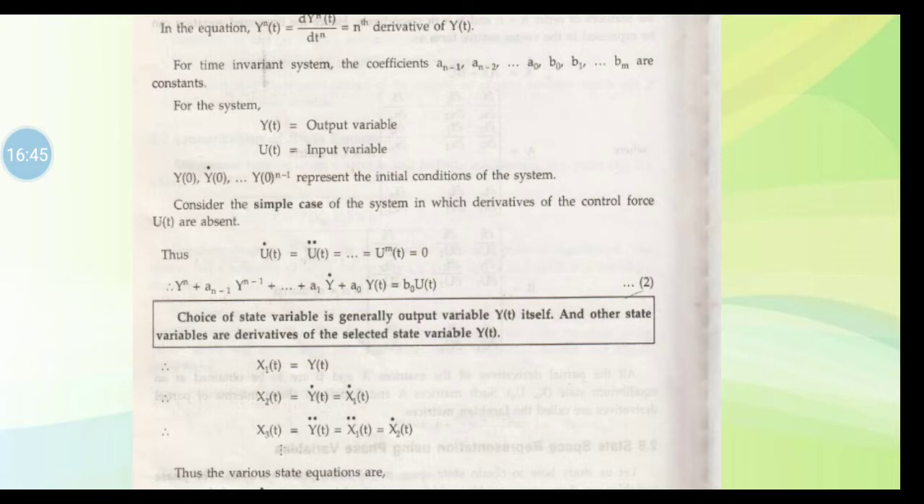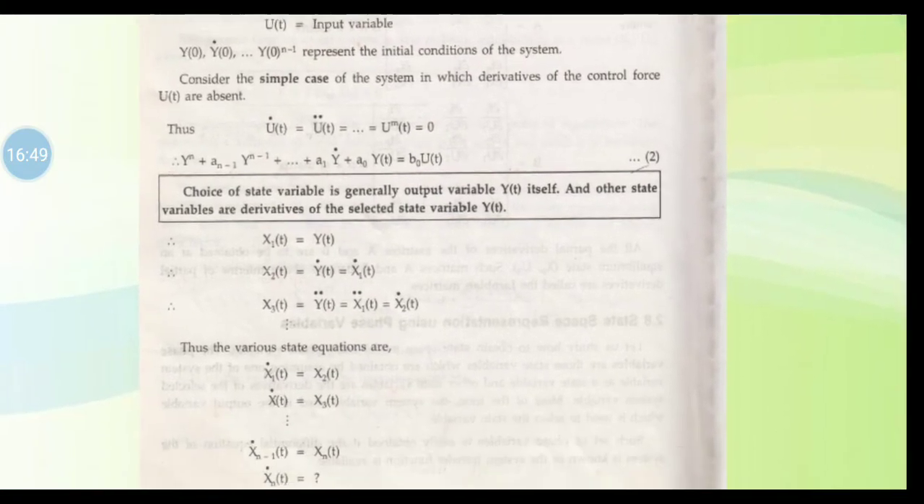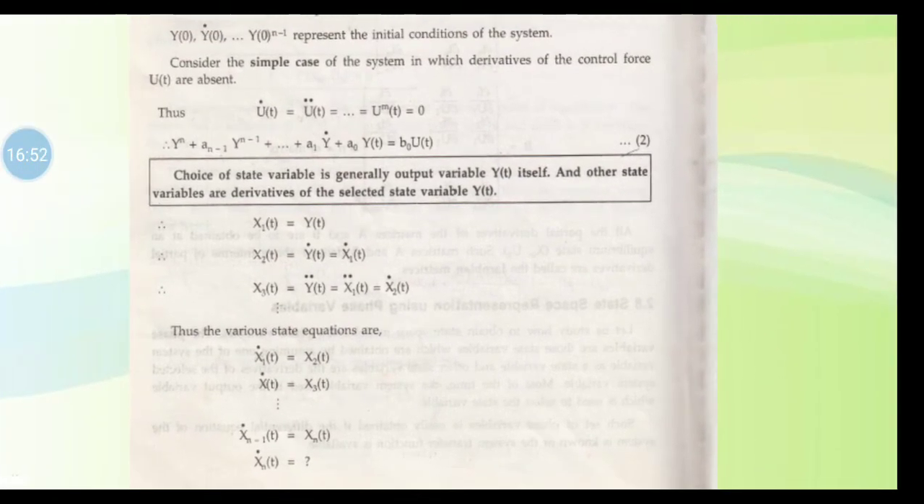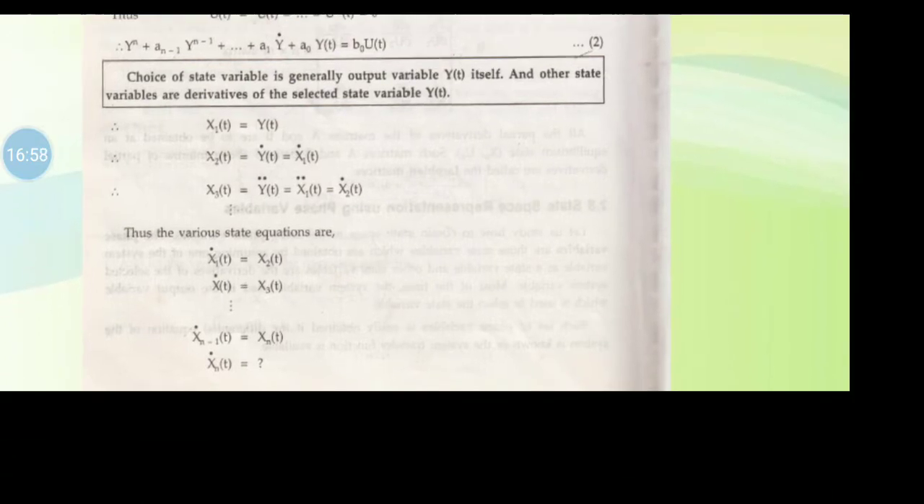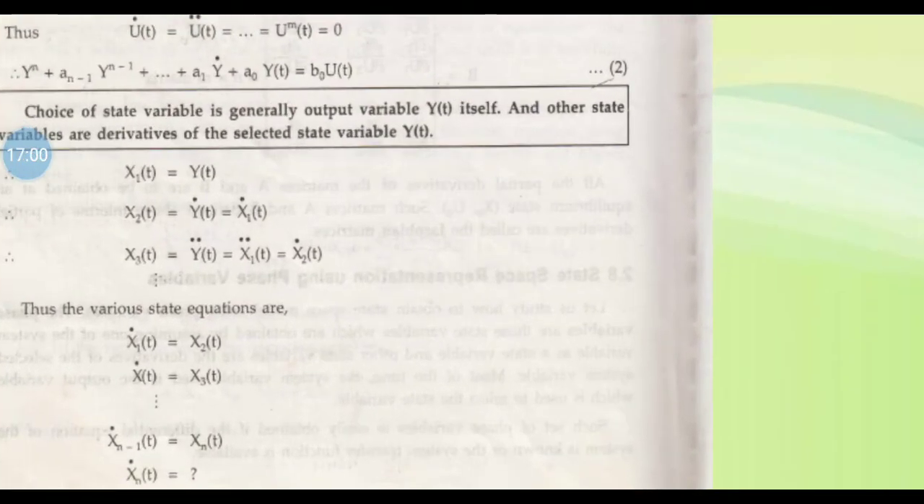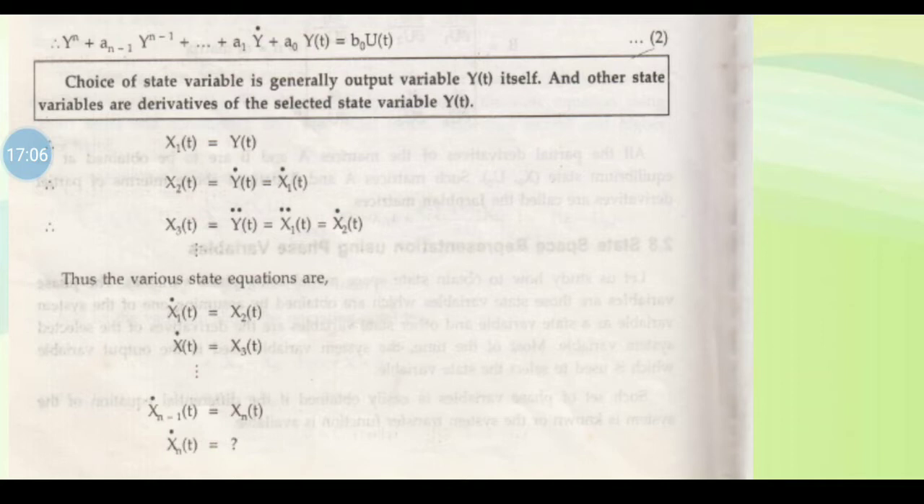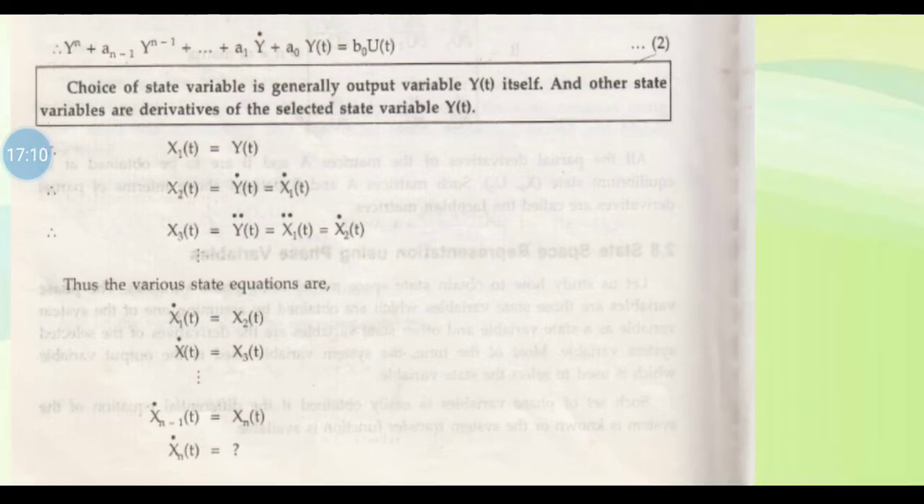So x1(t) is equal to y(t), x2(t) is y dot(t), which is x1 dot(t), x3(t) is y double dot(t), which is equal to x1 double dot(t), which is equal to x2 dot(t). The various state equations are x1 dot(t) is equal to x2(t), x2 dot(t) is equal to x3(t), and so on, xn minus 1 dot(t) is equal to xn(t), and xn dot(t) is equal to question mark.